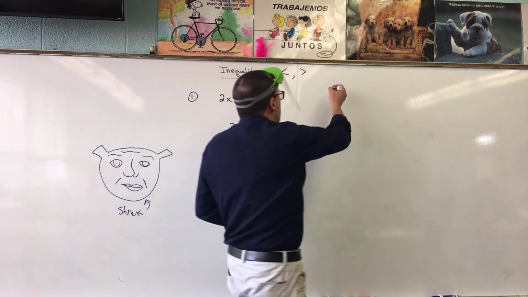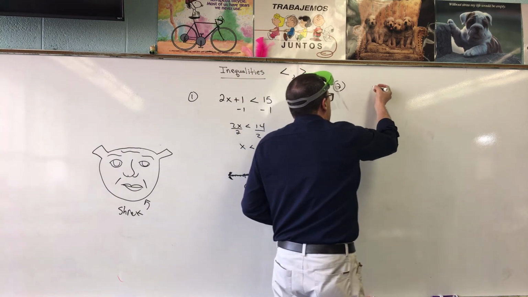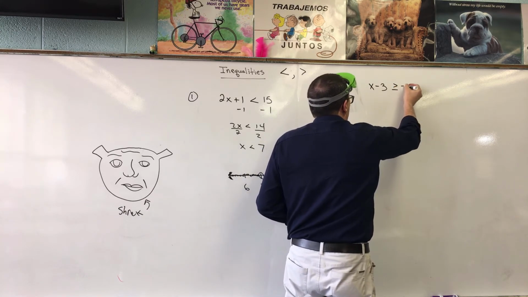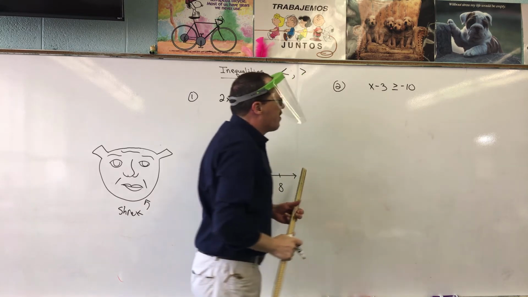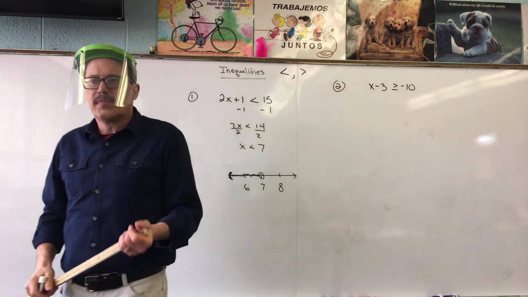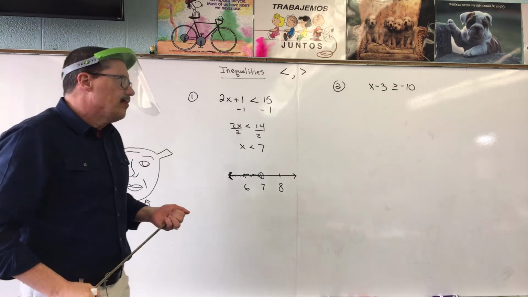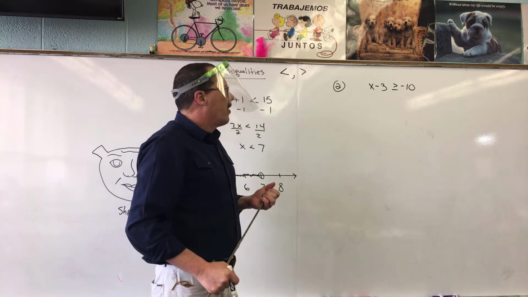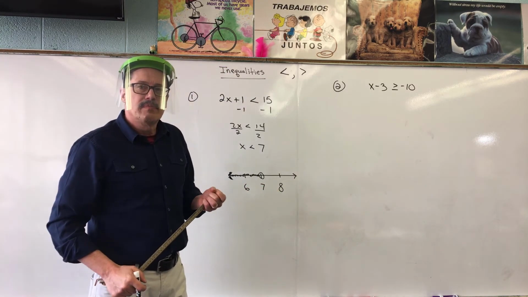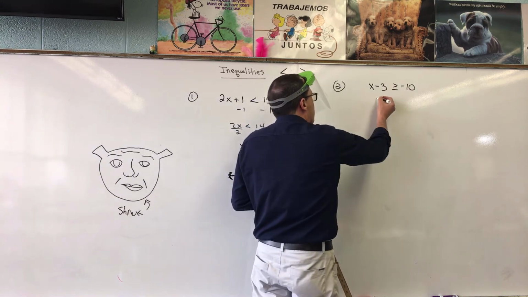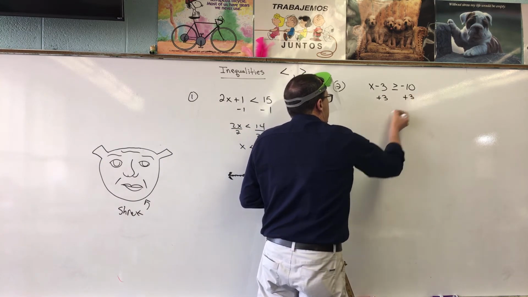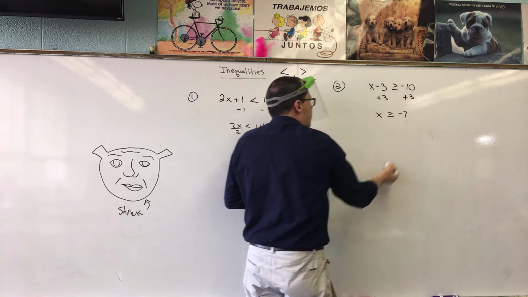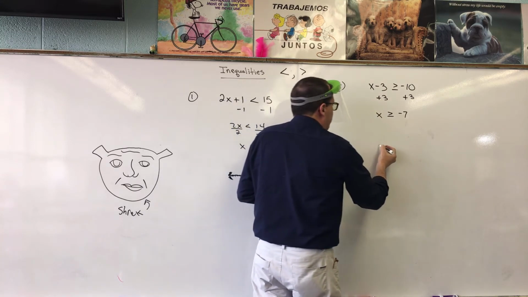Okay, let's go to number 2. Let's go a little different problem. Let's say they gave you x minus 3 is greater than or equal to negative 10. Alright, so guys, go ahead and solve that for x. Get the x by itself. Why is there that line under the greater than? That means greater than or equal. So I'm going to add 3 and add 3. And I get x is greater than or equal to negative 10 plus 3, which is negative 7. That just happens to come out the same.